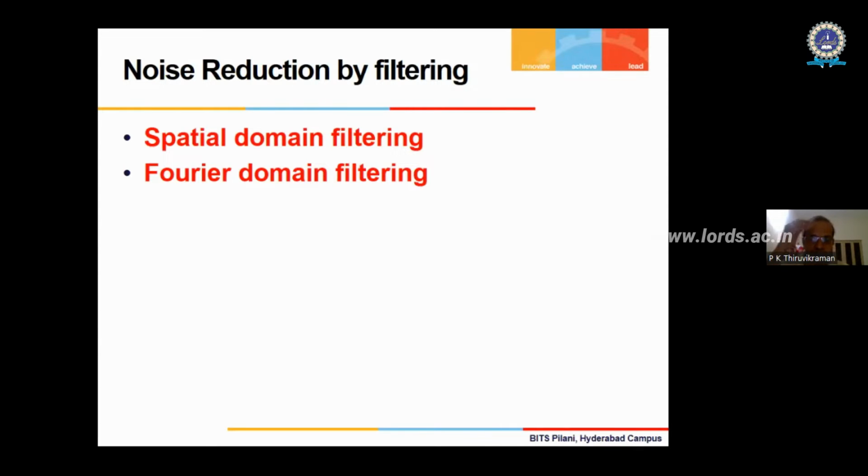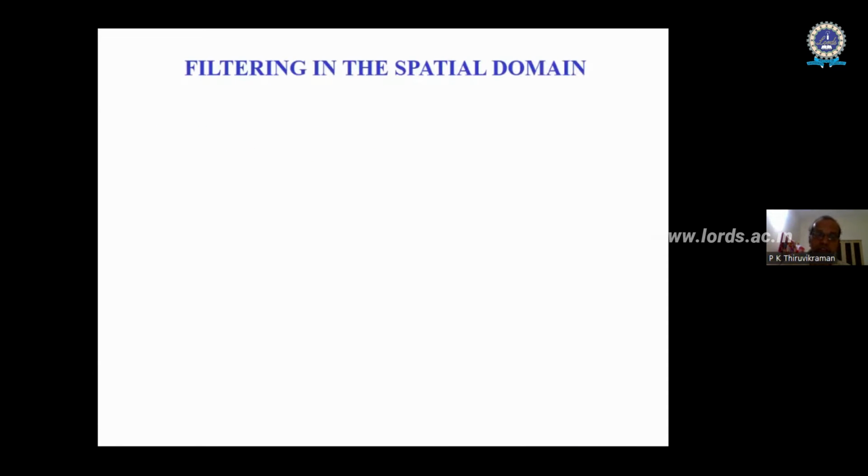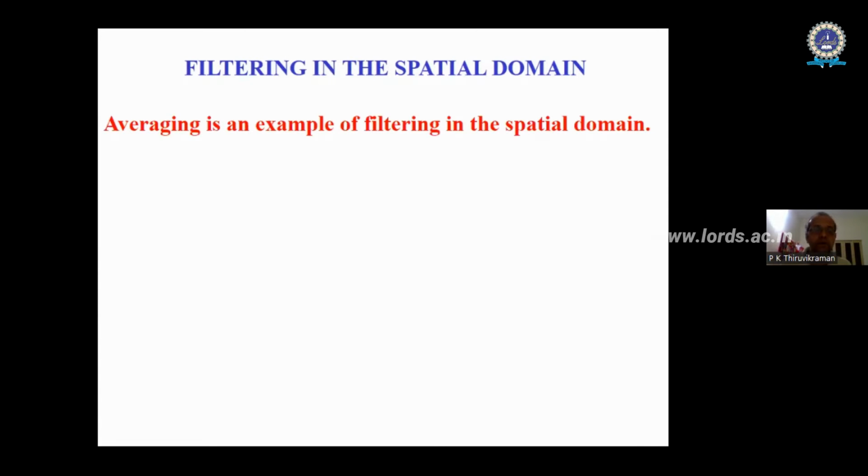Especially in Fourier domain, students have a lot of confusion with respect to understanding what a Fourier domain is. So when we come to that, I'll mention the usual confusion which happens. Let's start with filtering in the spatial domain, which is very easy to understand. For example, the simplest mathematical operation is averaging. That's an example of filtering in the spatial domain.